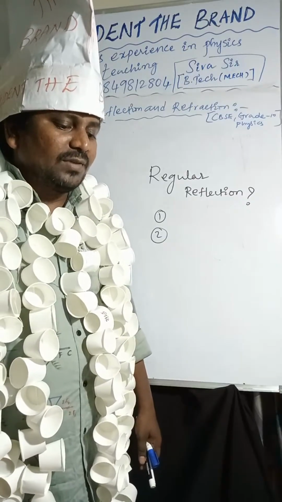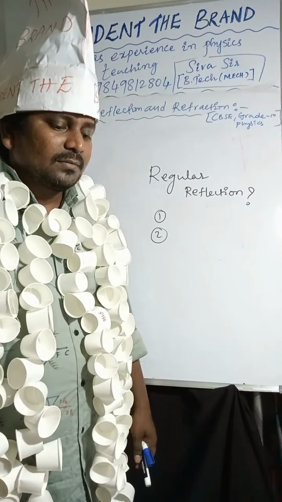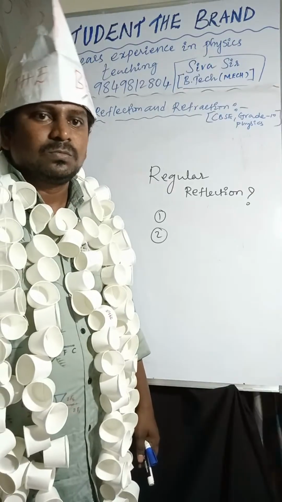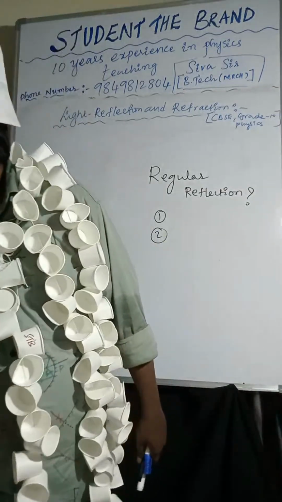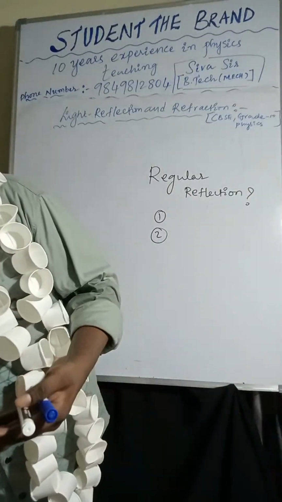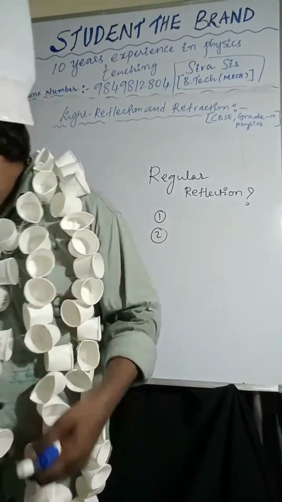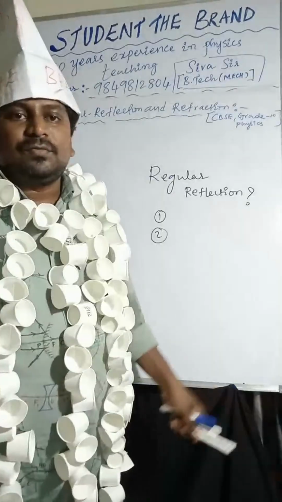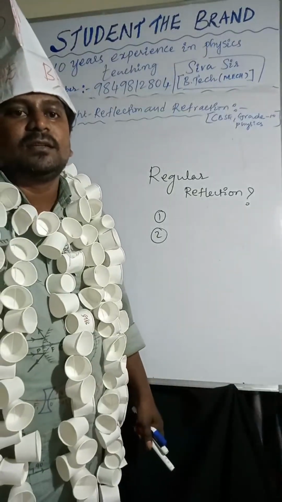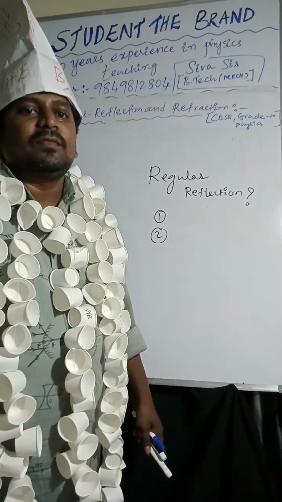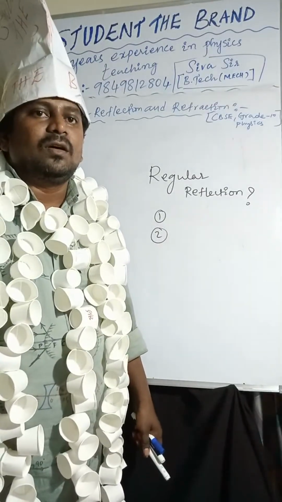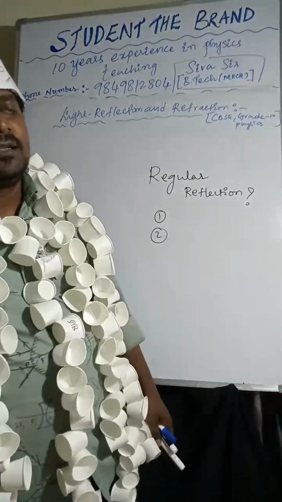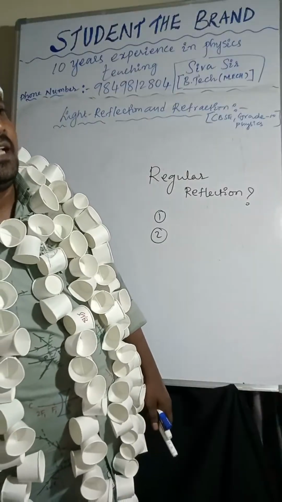Okay, next one. That's enough about regular reflection. Irregular reflection, where does it take place? Let me know where irregular reflection takes place. Irregular reflection takes place on, or we can say, a wall.